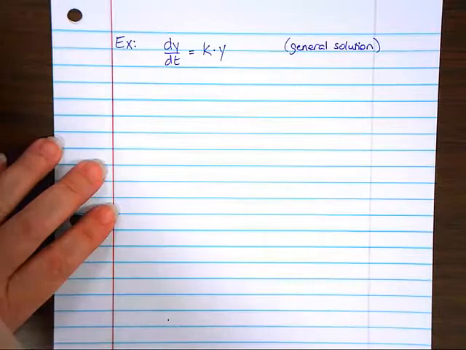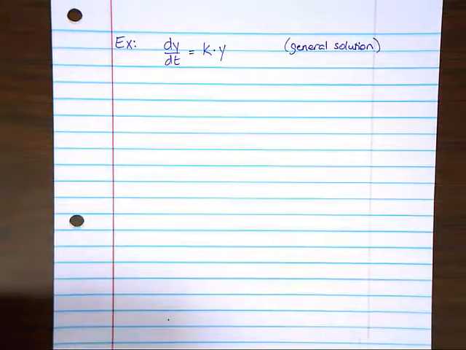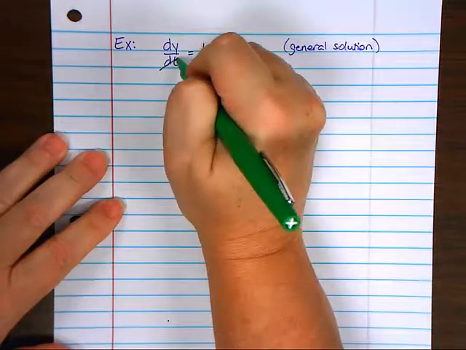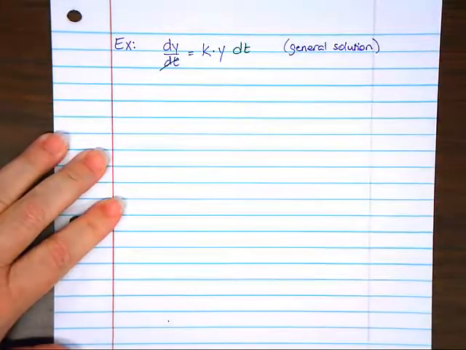Step 1 is separate the variables. So I need to move what first? dt. So mark out dt, put it over there. Okay.